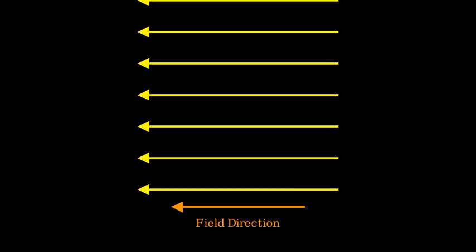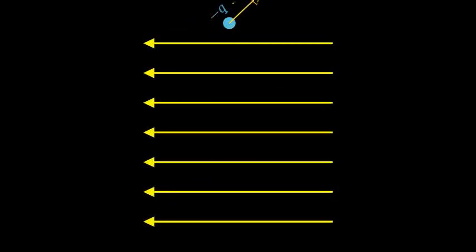When an electric dipole is placed in an external electric field, the positive and negative charges experience forces in opposite directions. Let's place our dipole in the electric field and see what happens. The positive charge feels a force in the direction of the electric field, while the negative charge experiences a force in the opposite direction. These opposing forces create a torque that tends to rotate the dipole to align with the electric field.